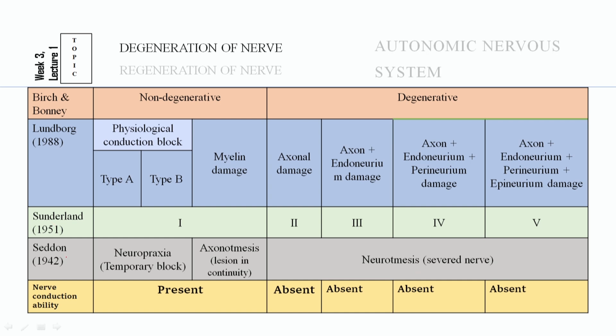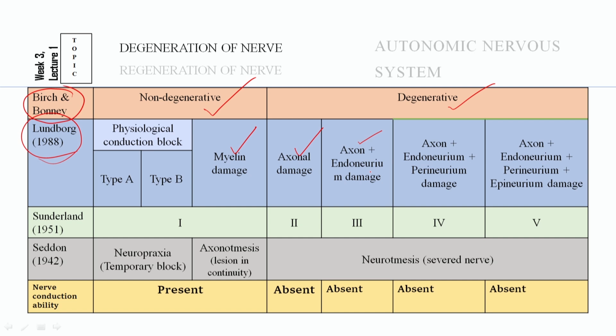In addition to Sunderland's and Seddon's classification, there are other people who also described nerve fiber injury. The Berg and Boni classification divides nerve injury into degenerative nerve fiber damage and non-degenerative type. There are only two types they describe. Whereas the Lundborg classification describes a physiological conduction block, which can be subclassified into type A nerve fiber damage and type B nerve fiber damage, and then myelin damage, then axonal damage, then axon plus endoneurium.